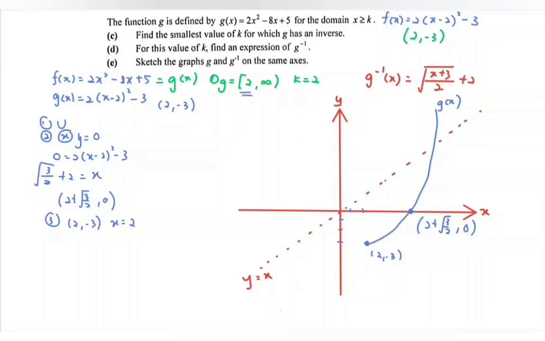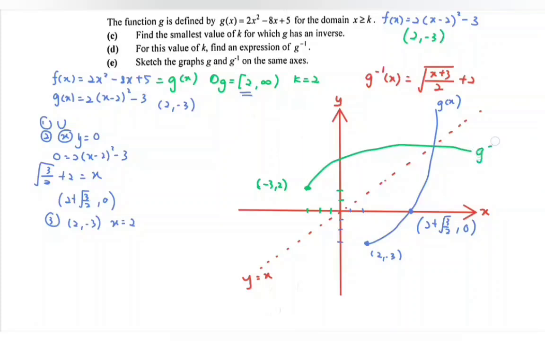Next is to find the g inverse. So here, we have to flip the x and y. So we have -3, 1, 2, and -3. Here we have 1 and 2. Here will be the reflection of the minimum point, which we name as (-3, 2). For this case, we have (2 + √(3/2), 0).